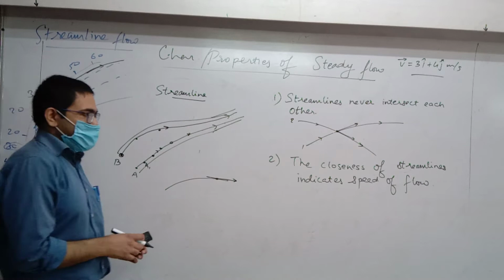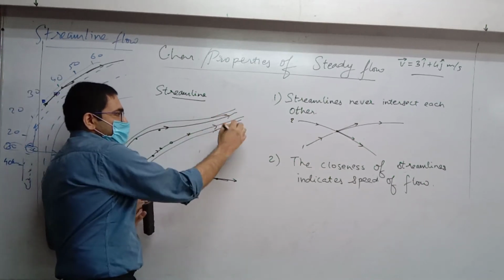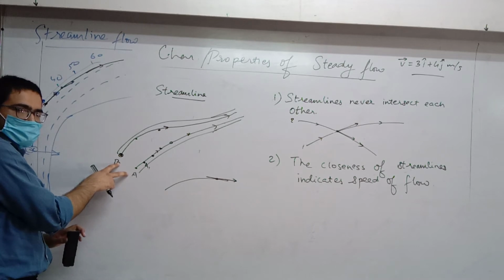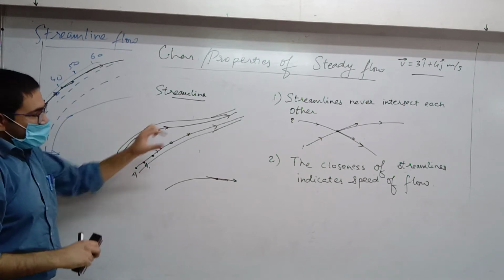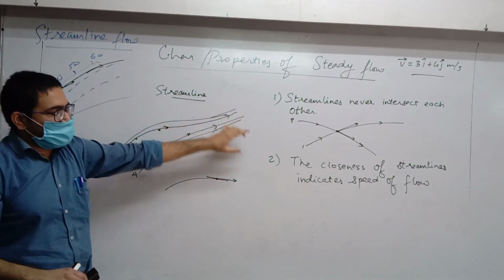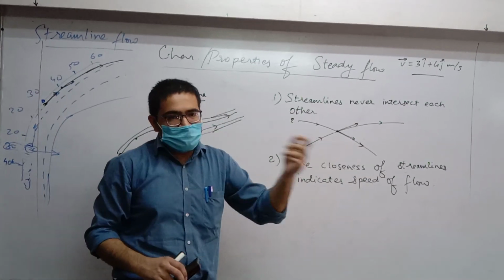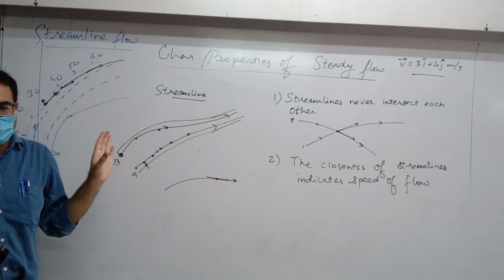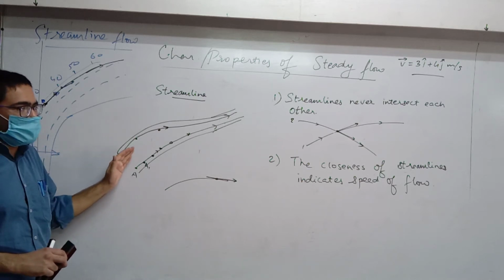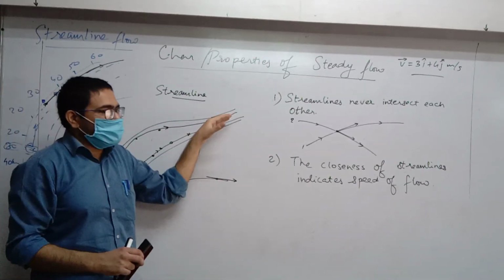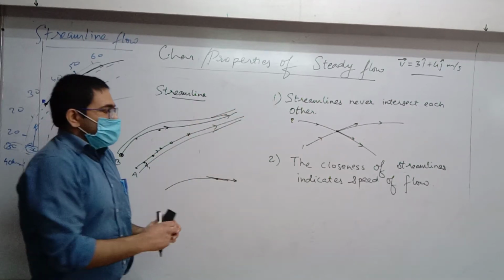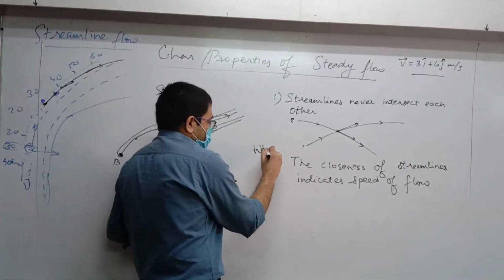I repeat what I have said. Here, the streamlines are close to each other compared to here. Right? That means in this part, the speed of flow is more. And over here, the speed of flow is less. Here, fluid slowly moves. But here, fast. Okay? Why does this happen?